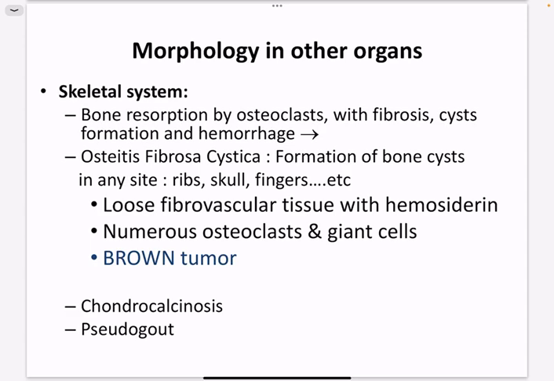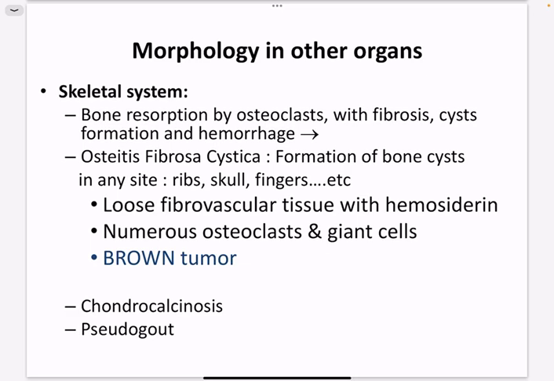In cases of adenoma, even if the calcium is elevated, it doesn't stop the parathyroid hormone production and it continues to have its effect on the bone. Cystica, because there is bone cyst formation, like a space inside the bone, and we will see it. Formation of bone cysts can occur on any side; it can involve the ribs, the skull, and the fingers. Loose fibrovascular tissue with hemosiderin.